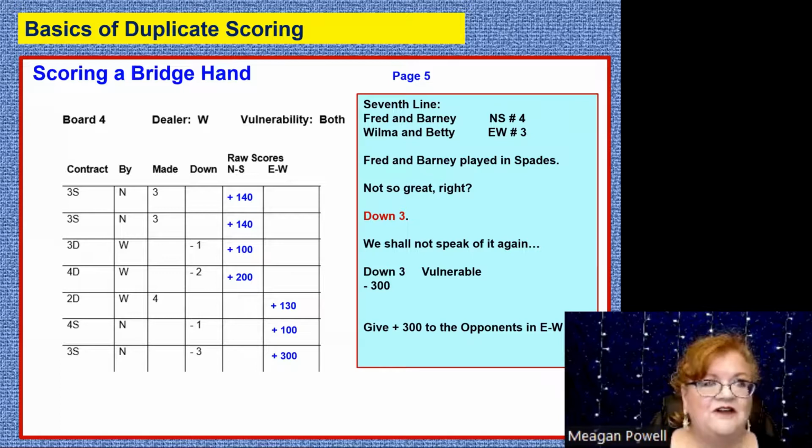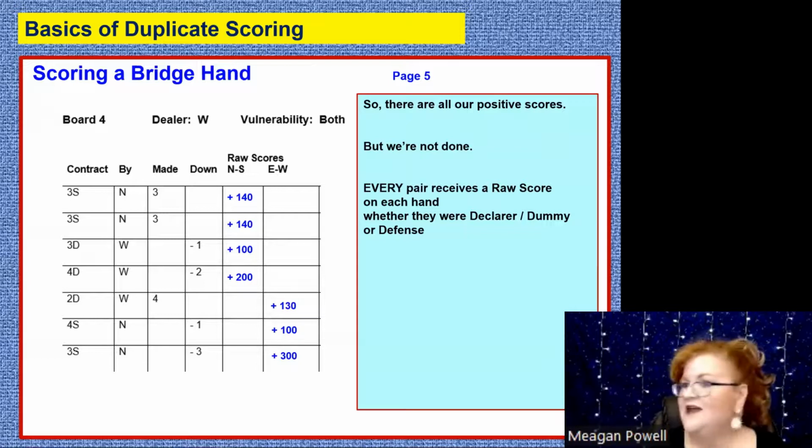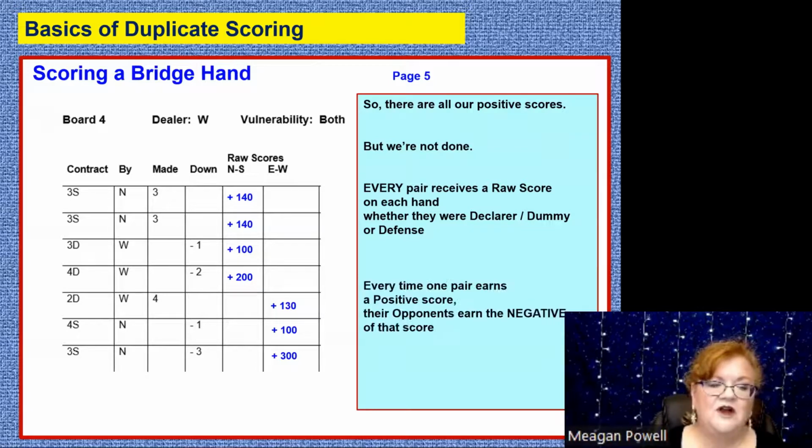So what we've just calculated are the positive scores. Those are all of our positive scores. If you're the declarer and you make your contract, you get the positive score. If you're the declarer and you don't make your contract, you give the opponents the positive score, but we're not done. Because when you play a bridge hand, every pair gets a raw score. Doesn't matter whether you're declarer or dummy. Every time one pair earns a positive score, their opponents earn the negative of that score.